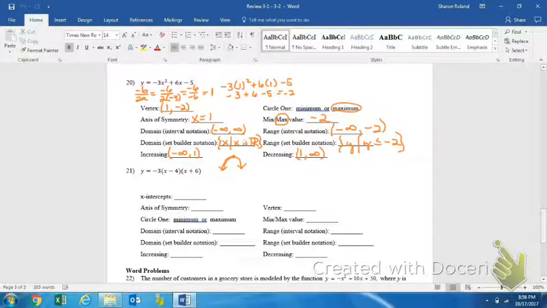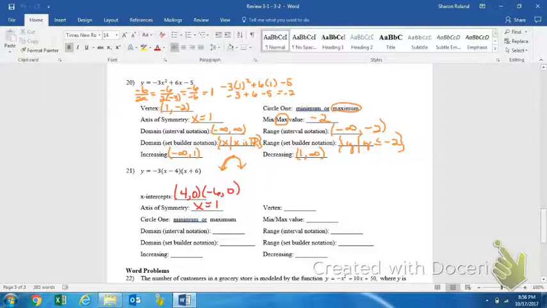On 21, we have the x-intercepts, and your x-intercepts are 4, 0, and negative 6, 0. Your axis of symmetry is directly between those, and so you would add 4 and negative 6 up, and you get negative 2. Negative 2 divided by 2 is negative 1, and that's your axis of symmetry.